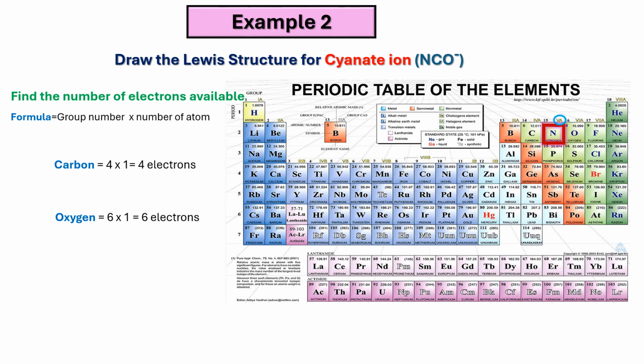And nitrogen is in group 5A. We also have one nitrogen, so 5 times 1 gives us 5 electrons. Together, 4 electrons from carbon, 6 electrons from oxygen, and 5 electrons from the nitrogen. But we need to remember it's cyanide ion, so we have to add 1 more electron because of the -1 charge which cyanide has. So we have a total of 16 electrons.